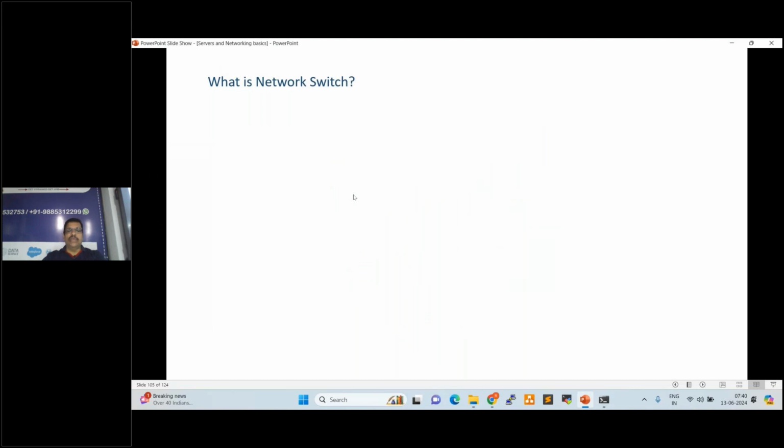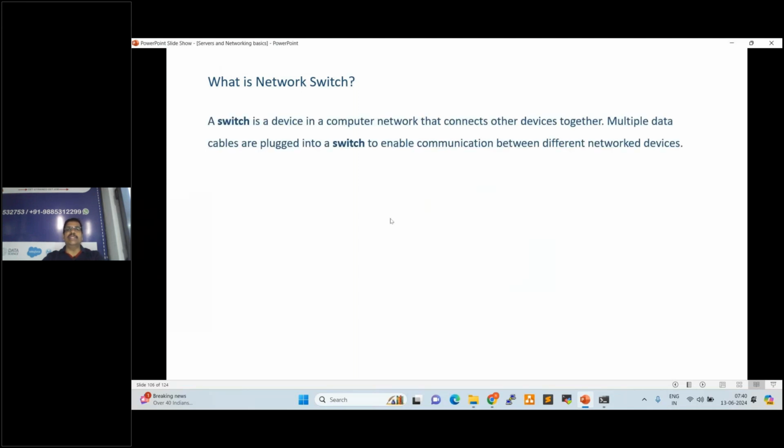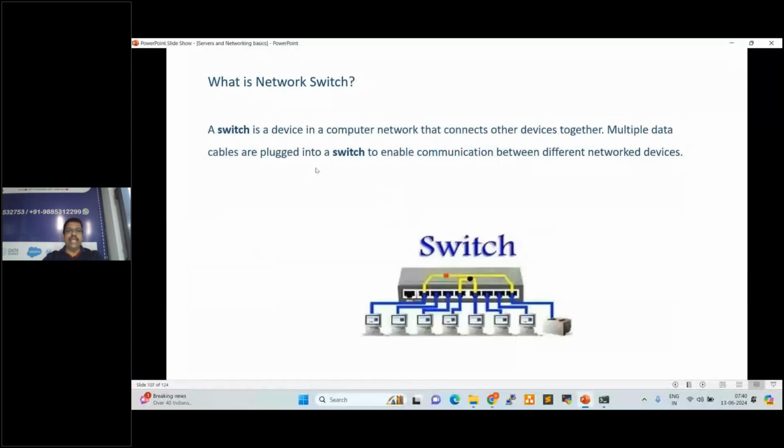So what is a network switch? A switch is a device in a computer network that connects other devices together. Multiple data cables are plugged into the switch to enable communication between different network devices. See here, this is the network switch, this is the traditional switch. On the backside of the switch we have ports, and we can connect the network cables to the ports.